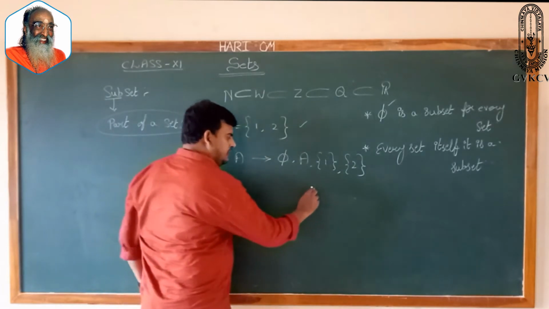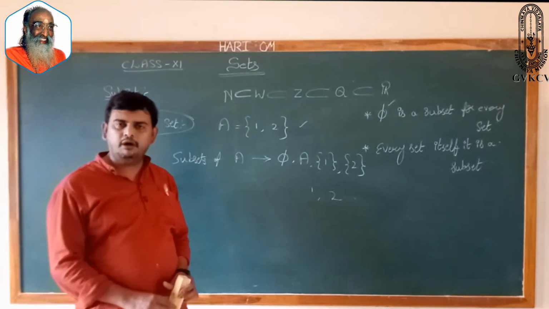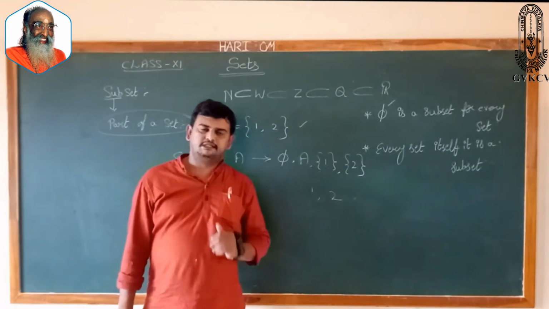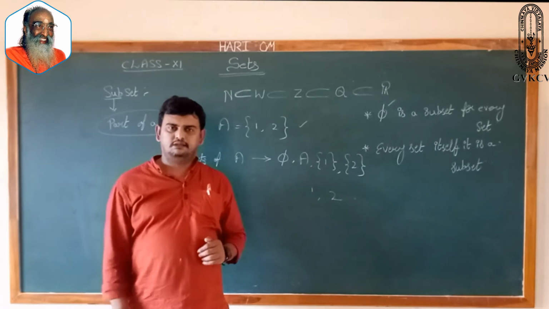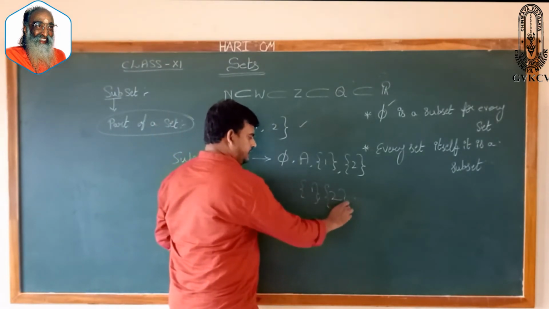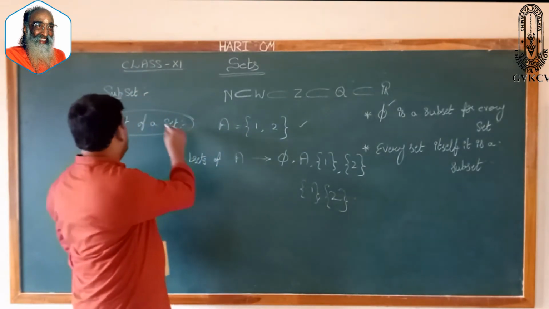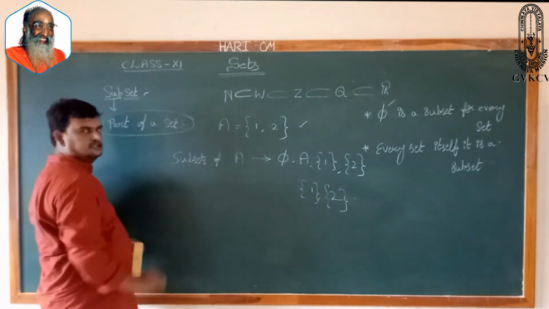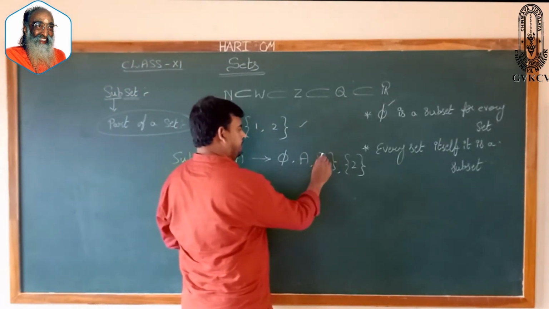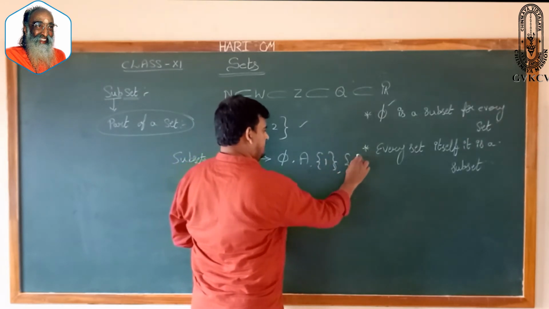Don't write simply 1 comma 2. When we write 1 comma 2, they are not sets, they are just numbers. When we keep them within the flower brackets, only then they are said to be sets. Here our concept is subsets, so you should write the individual elements: element 1 and element 2.